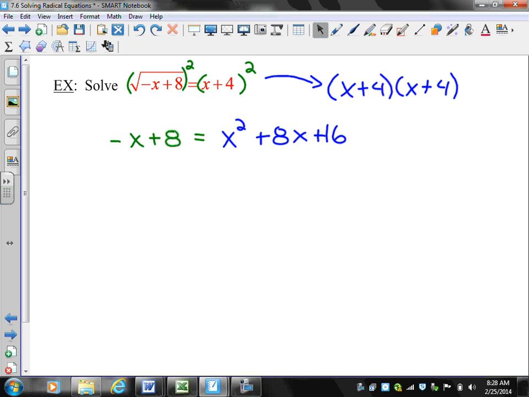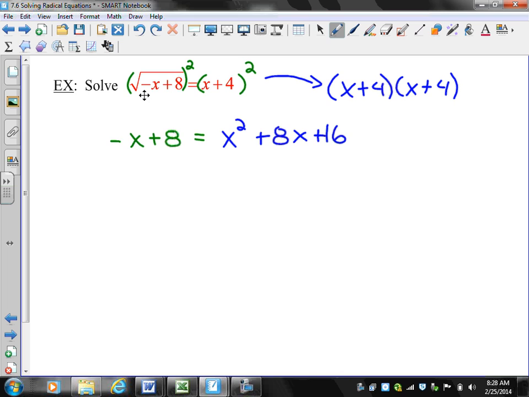So I've isolated a radical. Well, that was already done for me. I squared both sides. I got rid of the radical itself. And now I'm going to solve by previous techniques. I now have a quadratic function here that needs to be solved by techniques that I already know about. So I'm going to bring everything to the right side.